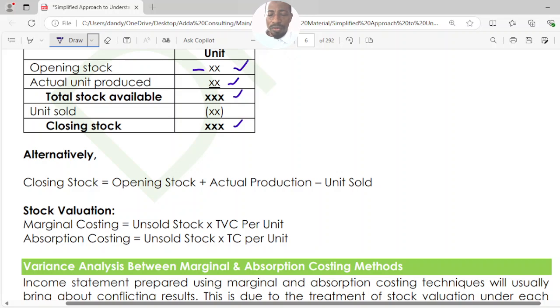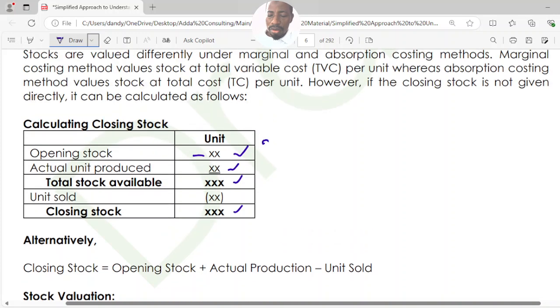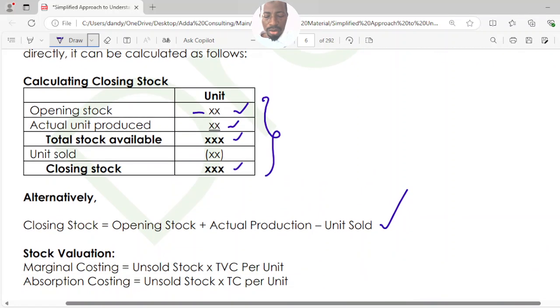Of course, if you don't want to use this tabular method, you can also use a formula to get the answer. It's the same thing you are going to get. So just closing stock equals opening stock plus actual production minus units sold. That will give you the closing stock.